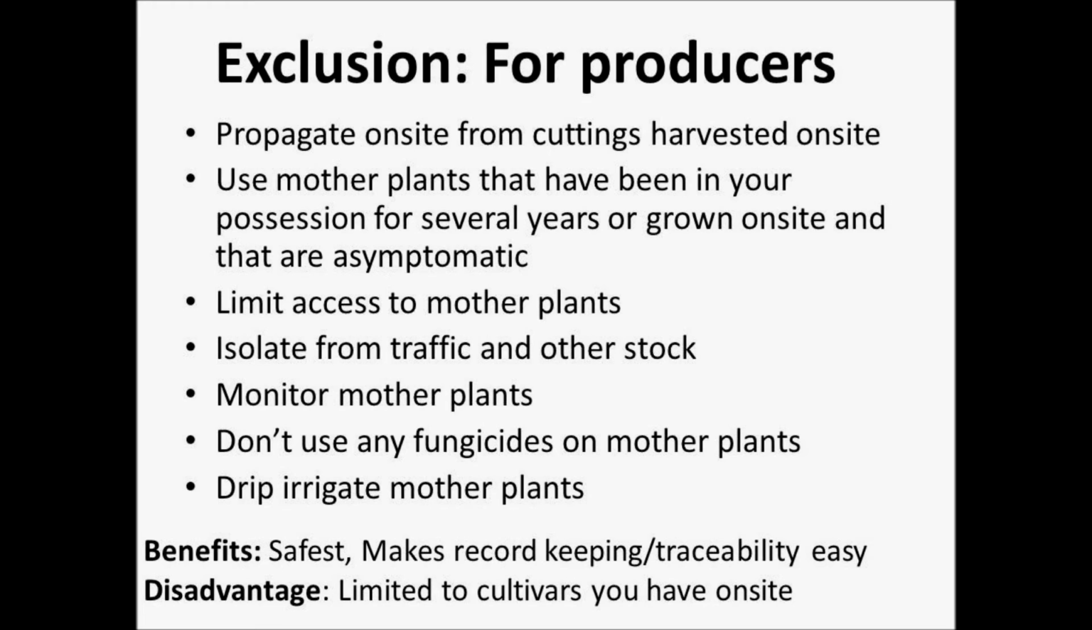Exclusion for producers can best be achieved by propagating on-site from cuttings harvested on-site, not bringing in any boxwood material. This would include using mother plants that have been in your possession for several years or were grown on site. Limit access to mother plants and isolate them from traffic and other stock. Monitor mother plants regularly and don't use fungicides on mother plants.